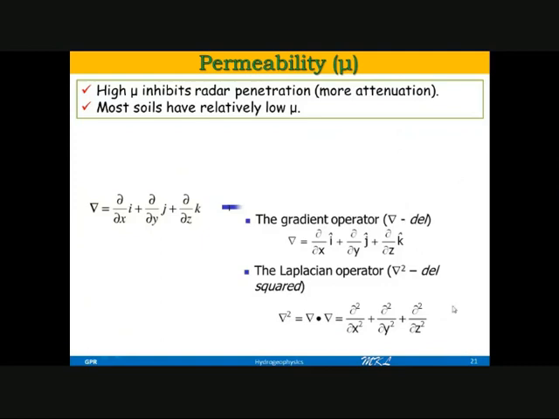Do you know what is i hat, what is j hat, what is k hat? What do you mean by i hat? What do you mean by j hat? What do you mean by k hat? These are vector terms. These are the direction vectors along the x-axis, along the y-axis, and along the z-axis. These are the directional vectors, and del squared can be written like this.